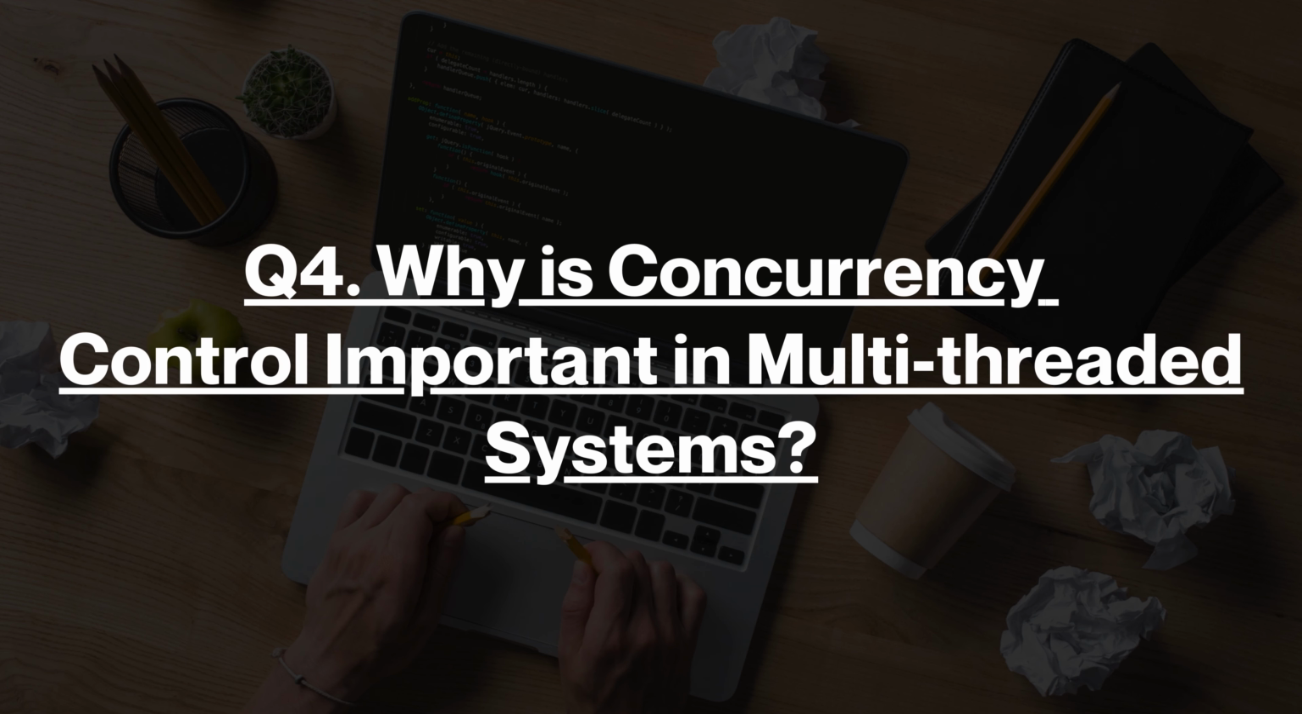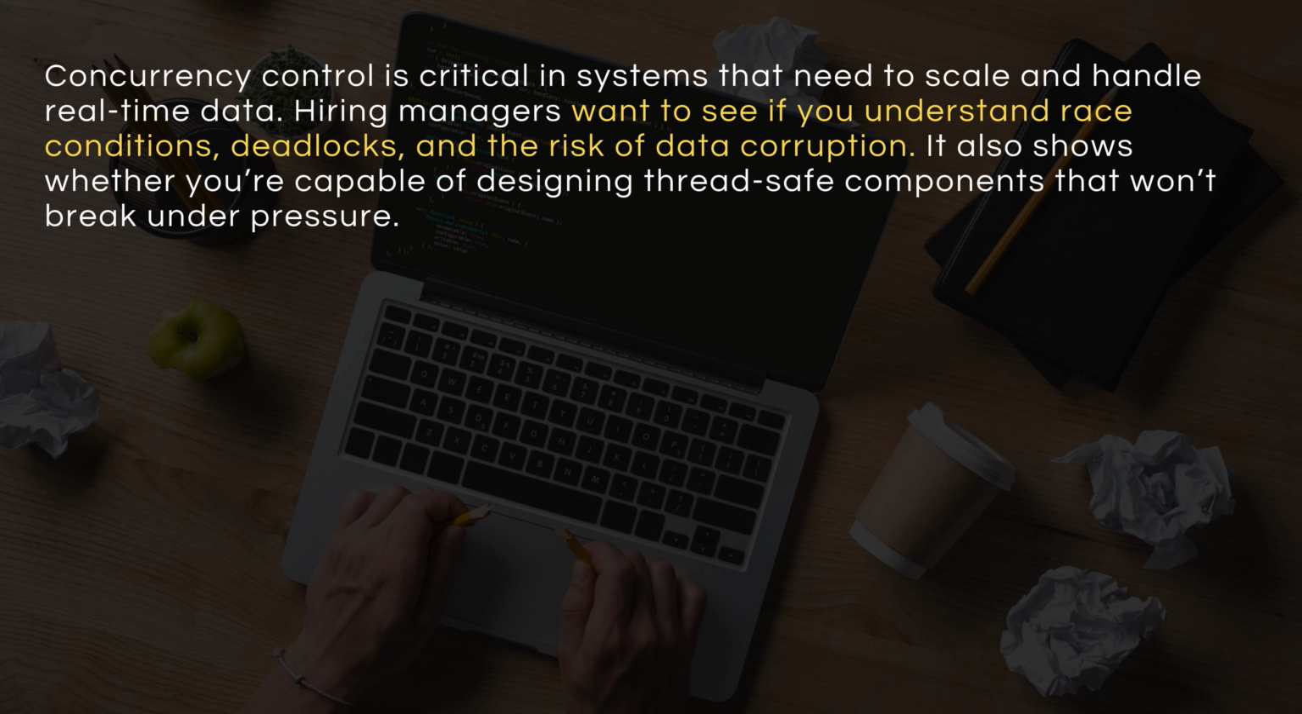Question number 4. Why is concurrency control important in multi-threaded systems? Concurrency control is critical in systems that need to scale and handle real-time data. Hiring managers want to see if you understand race conditions, deadlocks, and the risk of data corruption. It also shows whether you're capable of designing thread-safe components that won't break under pressure.